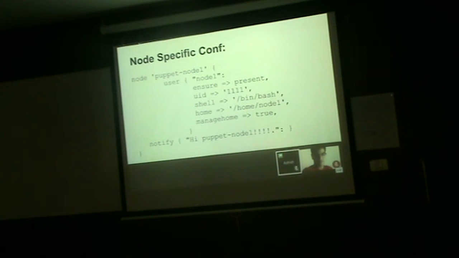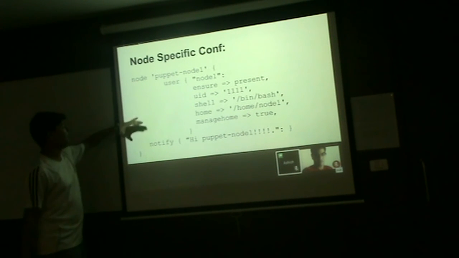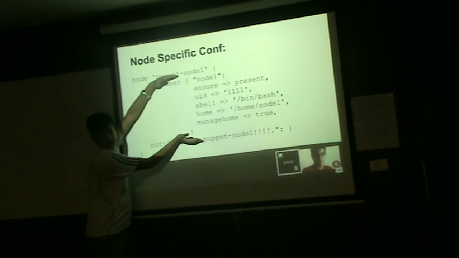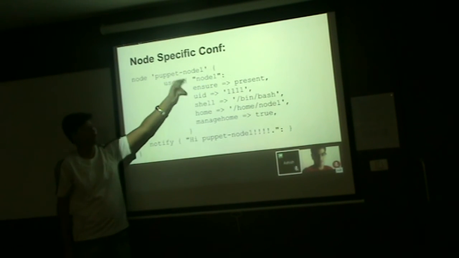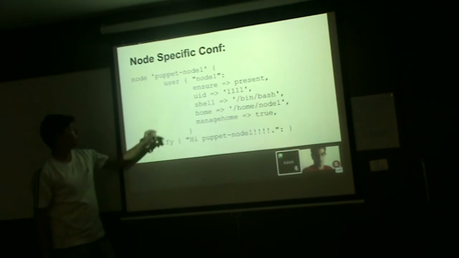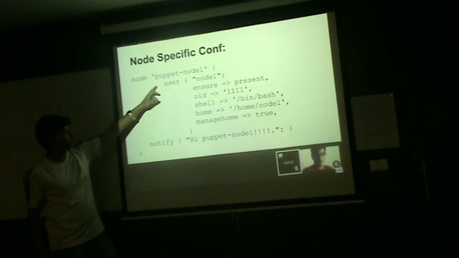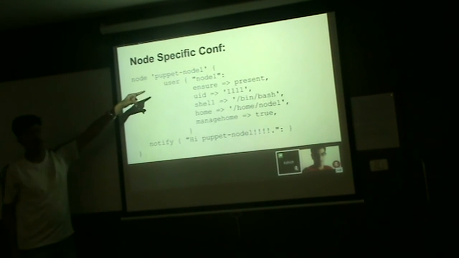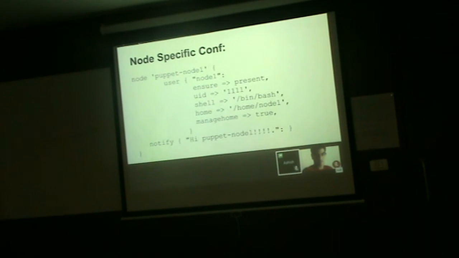So that we call a node specific configuration. You can specify what users should be there, what packages should be there on specific nodes. What you have to do is just specify one more node, the host name of your node that you have defined in your etc hosts file. So it's going to install or configure only the things specified under the heading of that node. So whatever configuration we have made in this manifest will be applied to Puppet node 1.